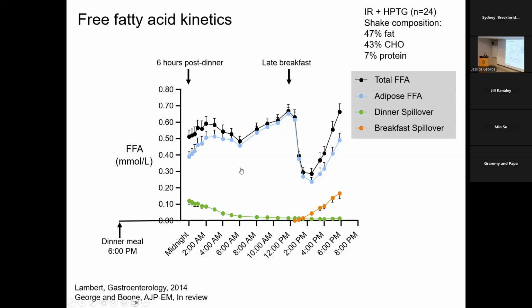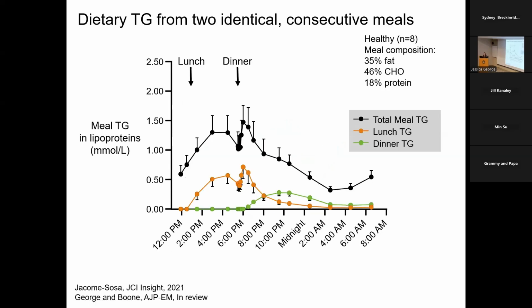Now let me show you what this looks like after 2 consecutive meals. Here we're looking at triglycerides from the meal in millimole per liter. These participants had 2 identical meals with different isotopes, which allows us to detect dietary fat from the meals fed 5 hours apart. In the black, you can see total TG, and you can see that the concentration increases following the meals and then decays throughout the night.